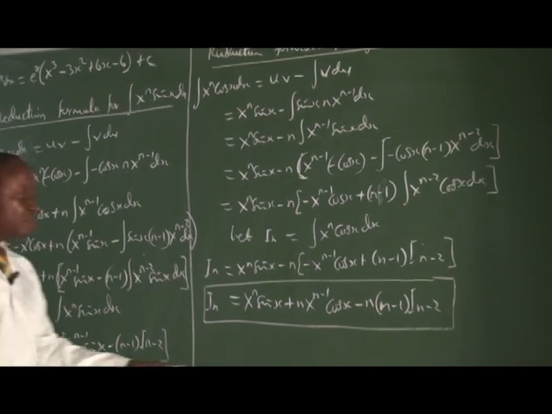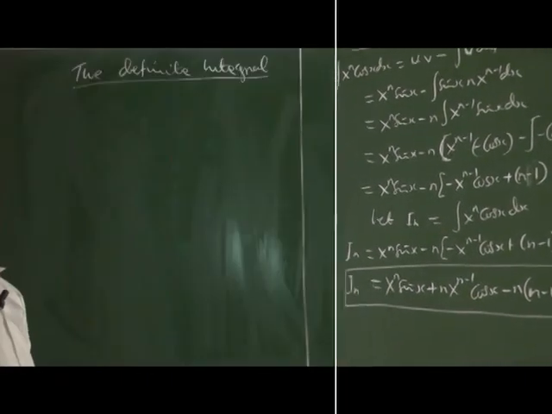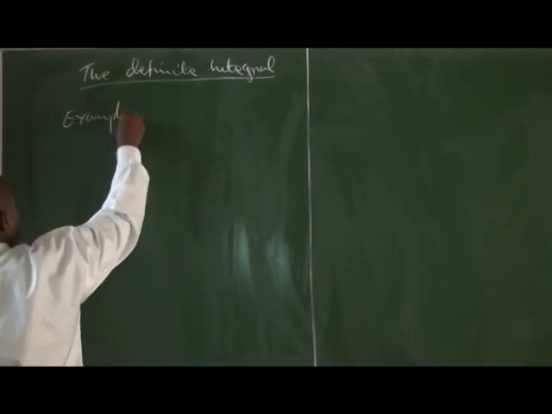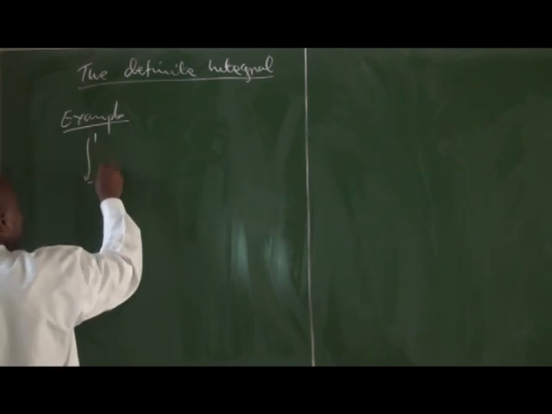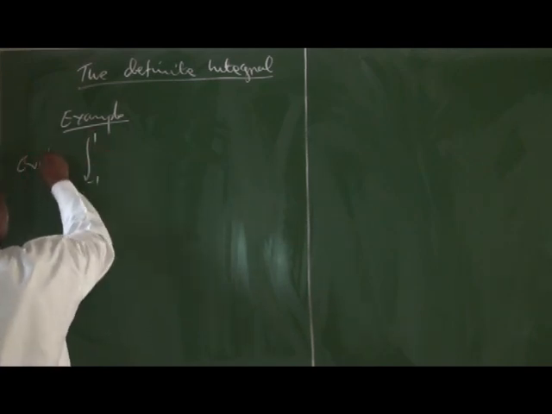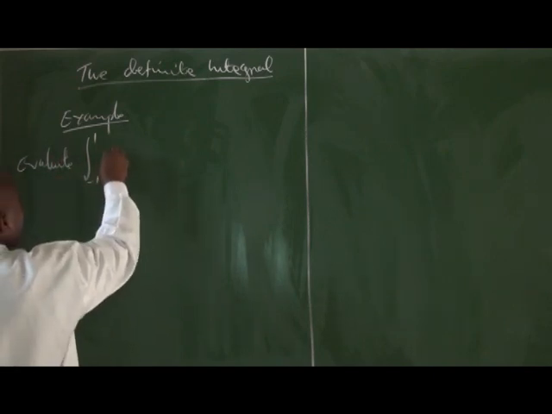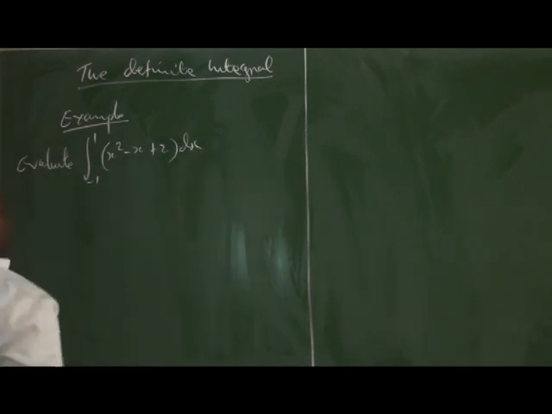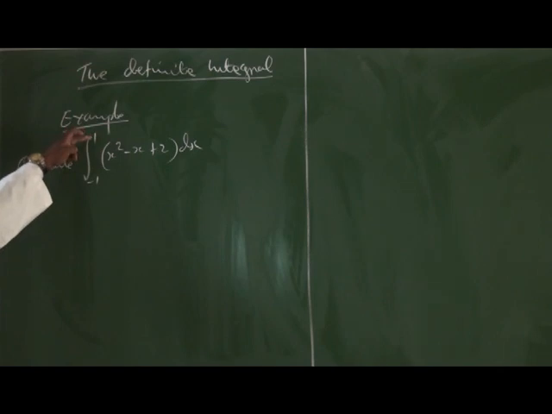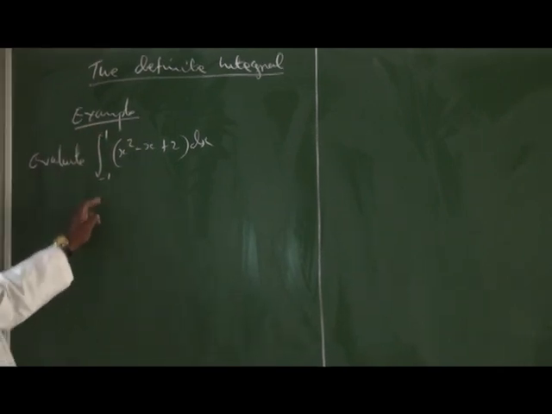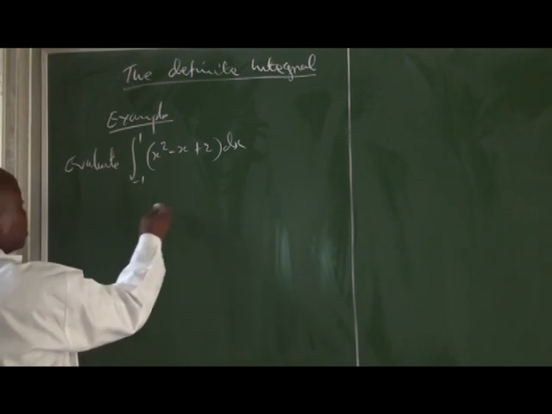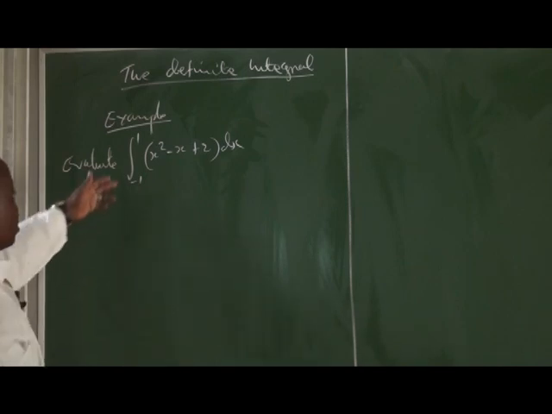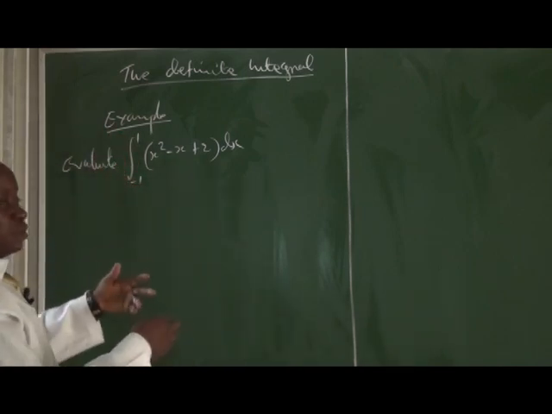There are so many reduction formulas depending on the function. So now we are looking at the definite integral. Let's take an example. Evaluate the integral of x squared minus x plus 2 dx. Now see how this one is. It has upper limits and this is lower limits. So it's just the same integration. But one thing about this is that you are not going to put c when you are integrating, because the upper and the lower limit will cancel the c.